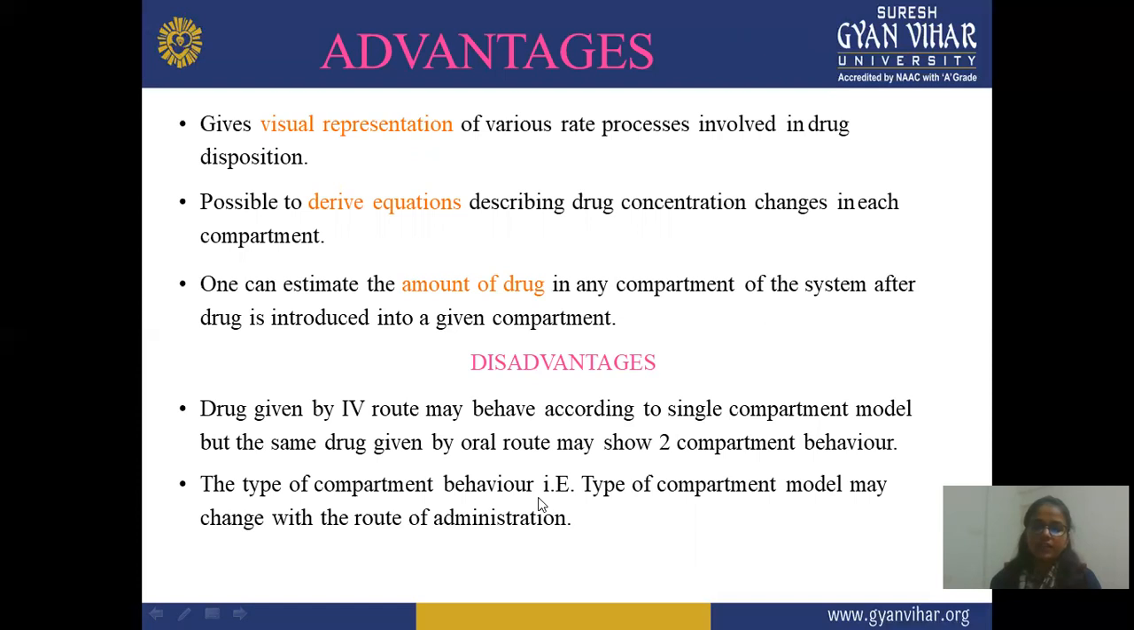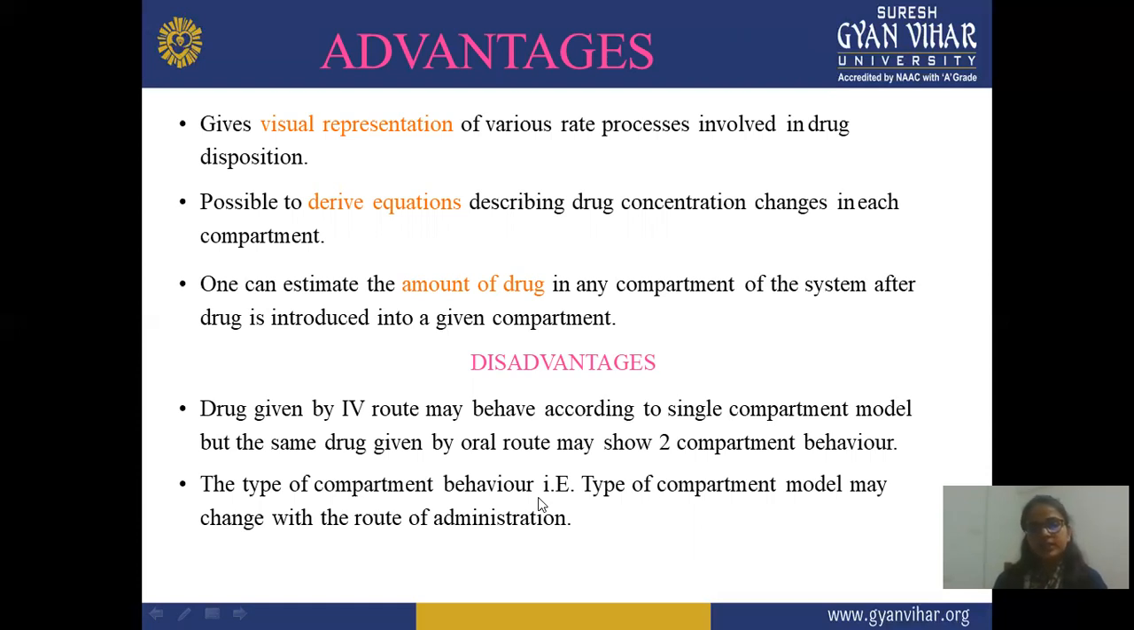And a disadvantage of this pharmacokinetic model is that a drug given by the IV route, or intravenous route, behaves according to a single compartmental model, whereas the same drug given by the oral route may show two compartment behavior. Means there is some problem distinguishing the same formulation when given by two different routes. Suppose you give your drug by IV route, then it shows a single compartmental model, only one compartment in your body. But if you give the drug by an extravascular route like the oral route, then it shows two compartment or more than one compartmental behavior.